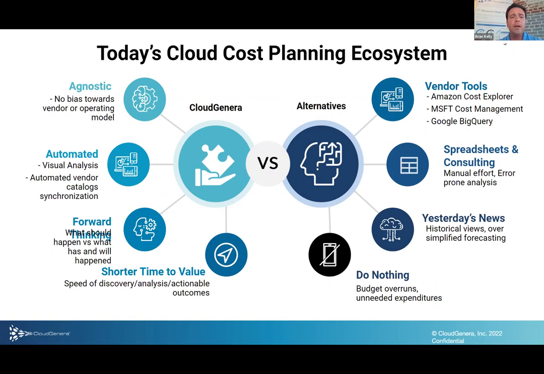the market. CloudGenera is also forward-thinking in its approach to cost planning. What should happen versus what has and will happen. CloudGenera thinks of itself as the windshield, showing you the options ahead, where most of the tools in the cost planning ecosystem today focus on the past. The combination of these values of being agnostic, automated, and forward-thinking provide a value that shortens time to decisions. So with CloudGenera, our tooling, our platform helps people discover, analyze, and identify actionable outcomes quicker.